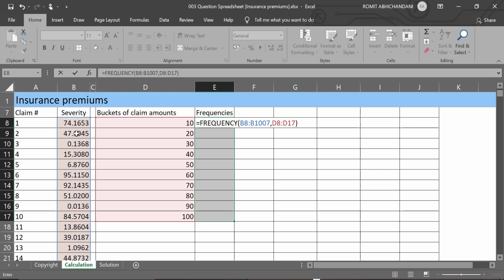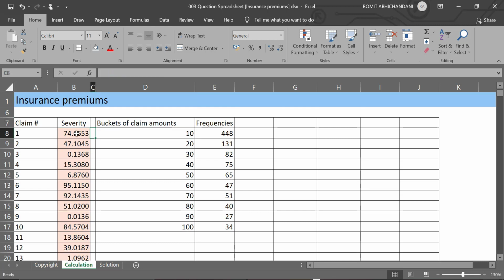Why? Because this is an array formula. So for that you have to do control shift enter, and that's how you get the frequencies. So these are all of your frequencies, right? So we have bucketed the claims and got the frequencies. So that was the first thing that we had to do.